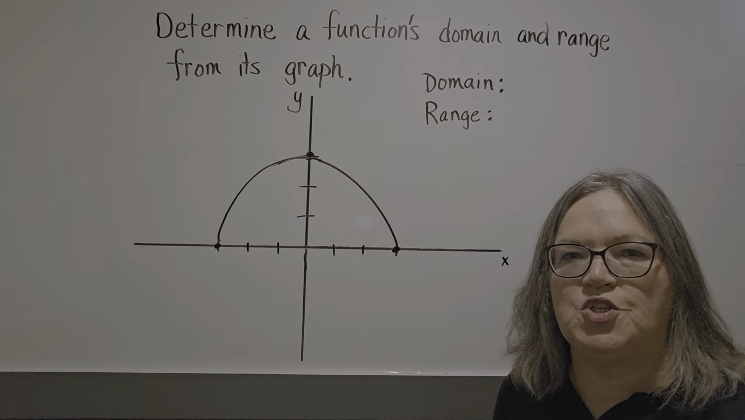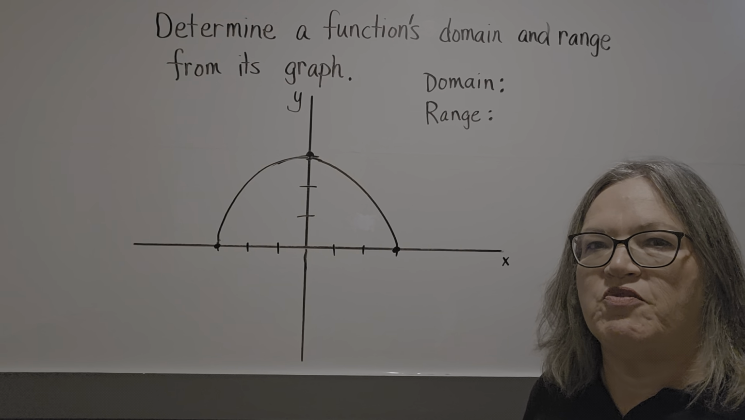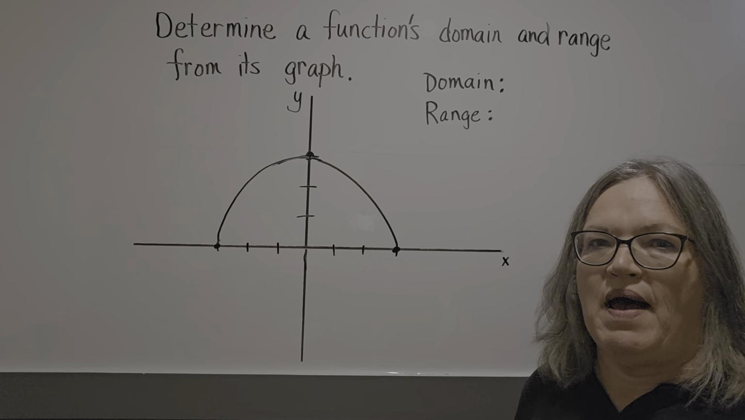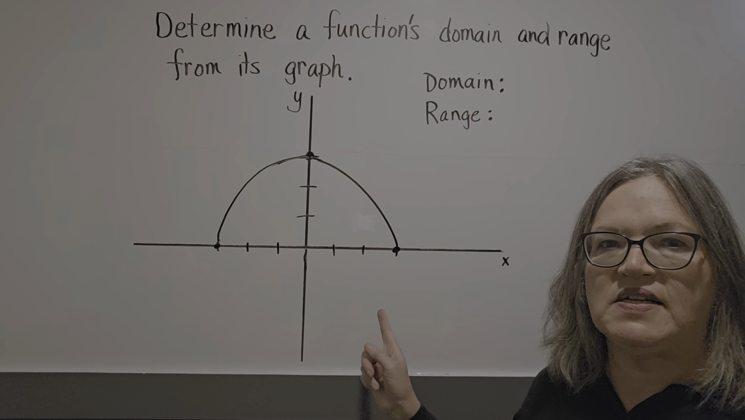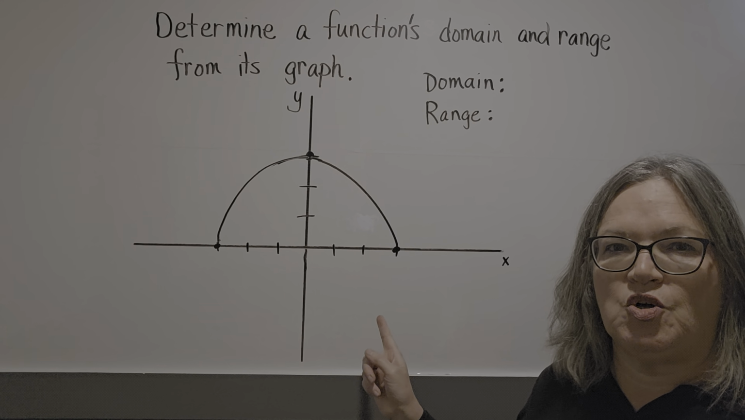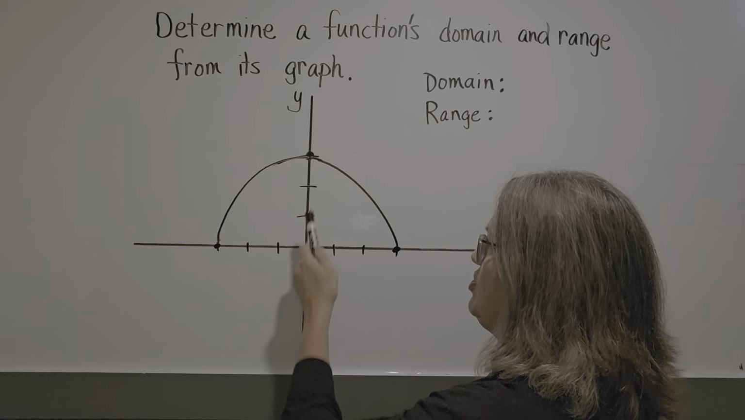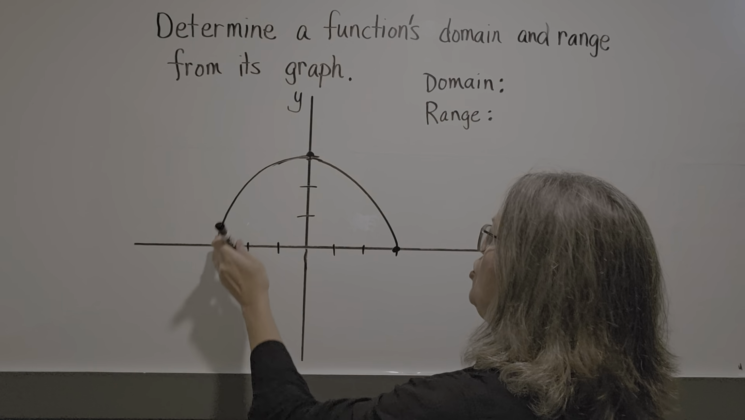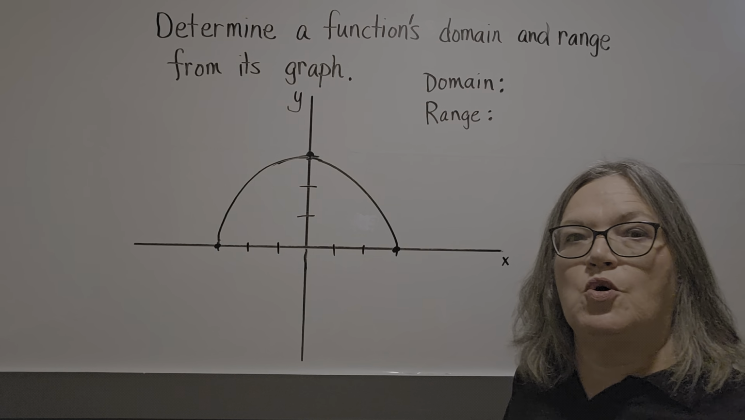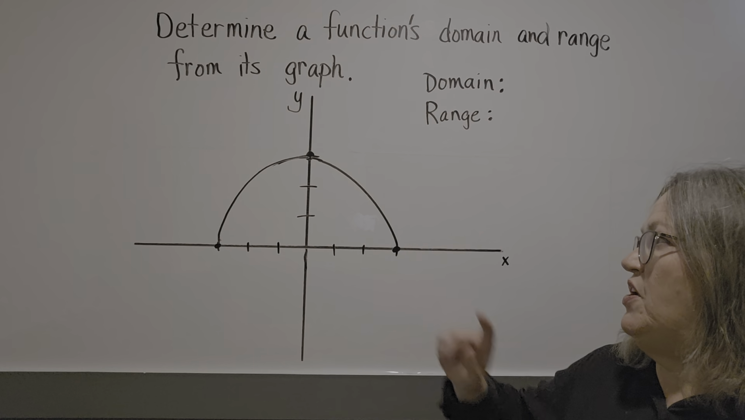Here we're going to determine the domain and range of a function given its graph. And we can see that this is in fact a function because it passes the vertical line test. So every vertical line that I draw intersects this half circle only once. So this is a function.